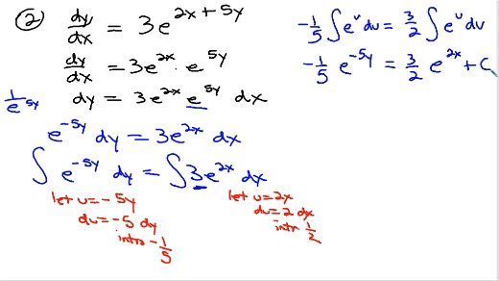And what I would do next is remember what we're trying to do now. We're trying to solve for y. I'd multiply both sides by -5. So I now have e^(-5y) equals -15/2 e^(2x) plus c.